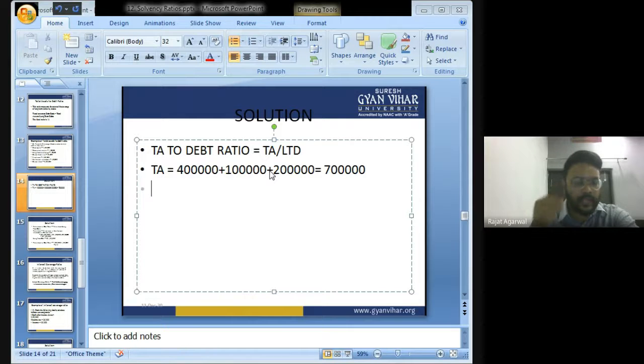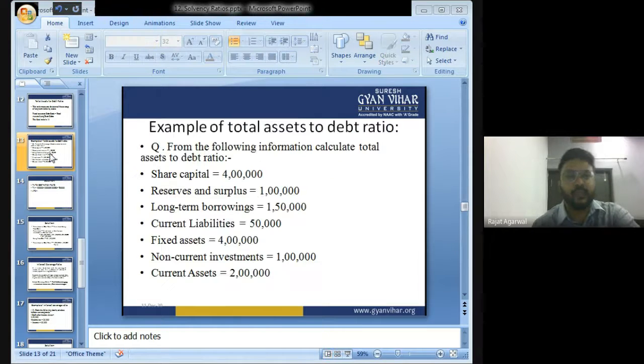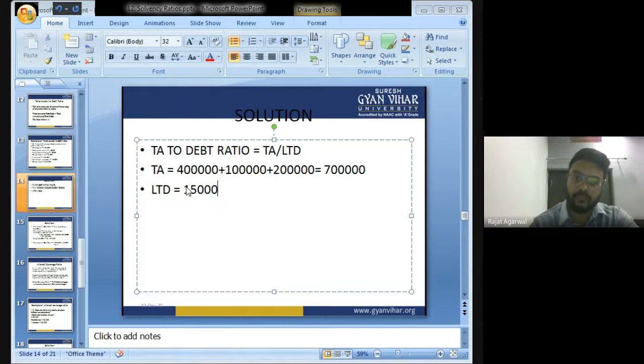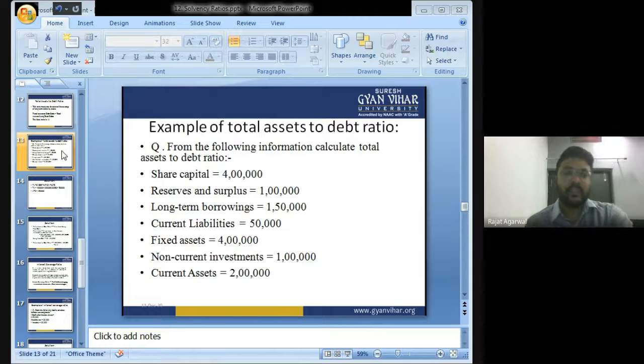Now we are going to calculate long-term debt. Share capital is a part of shareholder fund. Reserve and surplus is a part of shareholder fund. Long-term borrowing is a part of long-term debt. Long-term borrowing 1,50,000. Then current liability is not a part of long-term debt. Current liability is a short-term liability. So we are not going to take current liability.